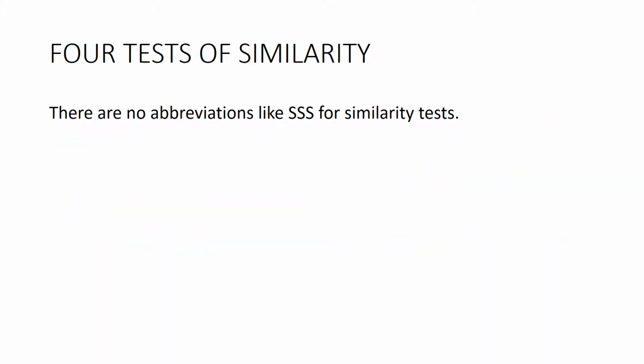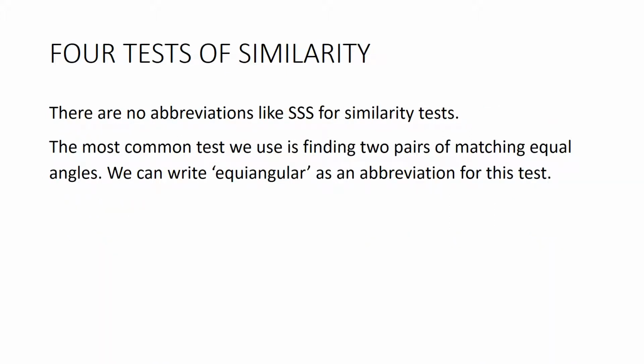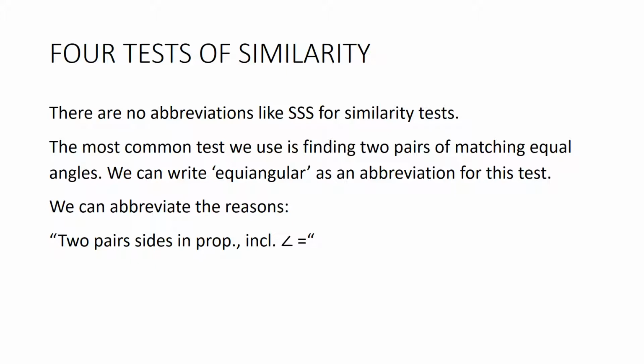There are no abbreviations like SSS, and the most common test we use is finding 2 pairs of matching equal angles. We can write equiangular, but we can abbreviate the reasons like this: 2 pairs of sides in proportion, included angle equal. It's just got to be legible to the marker.